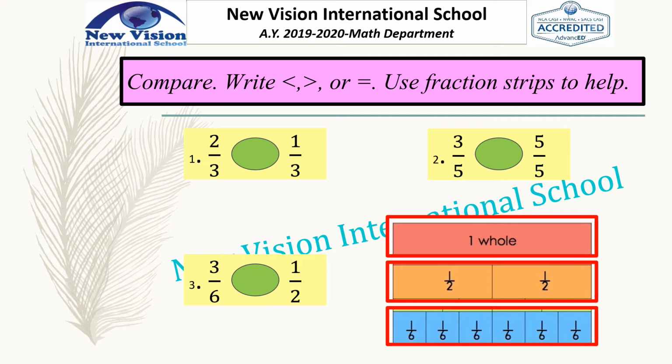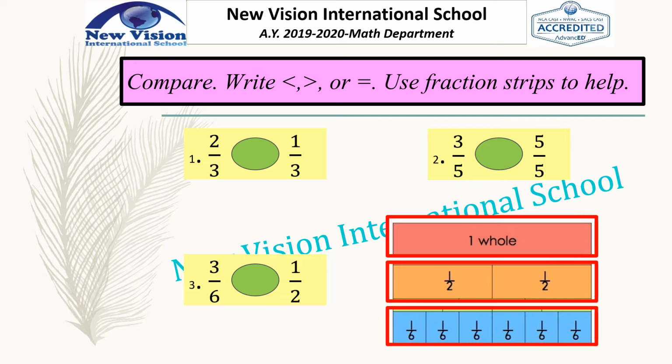Next, number 2, 3/5 blank 5/5. What symbol will you use? Greater than, less than, or equal to? Number 3, 3/6 blank 1/2. What symbol will you use? Greater than, less than, or equal to?